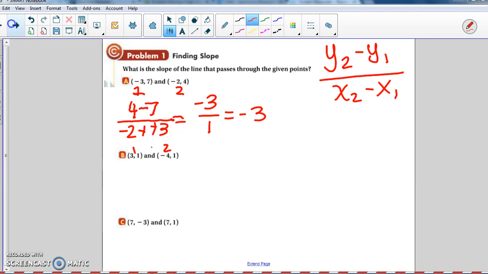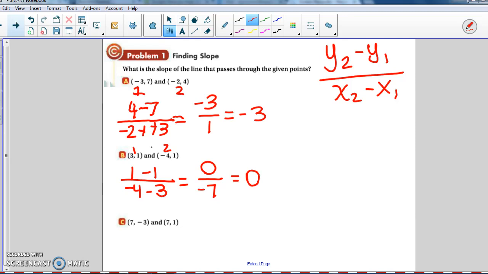Point 1, point 2. 1 minus 1 over negative 4 minus 3. 1 minus 1 is 0. Negative 4 minus 3 is negative 7. 0 divided by anything is 0. So we have a slope of 0.